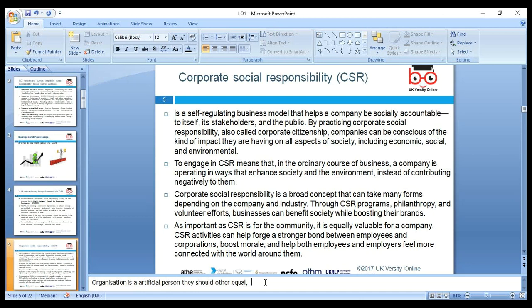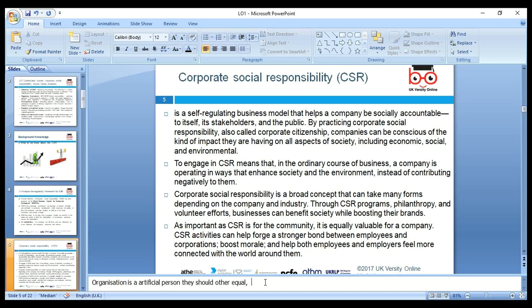So to engage in CSR means that, in the ordinary course of business, a company operates in a way that enhances society and the environment. Instead of contributing a negative impact, we should contribute a positive impact on society. We're not supposed to pollute. We're supposed to provide recruitment and employment opportunities. We should help the local people and schools.